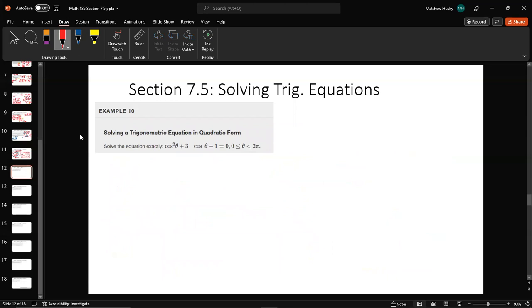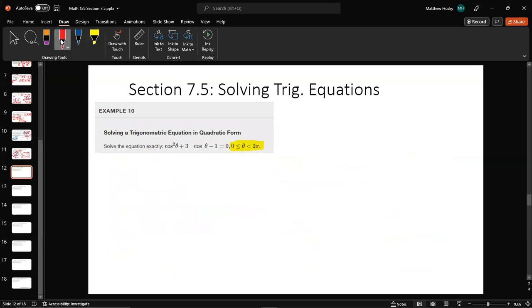Here's one. They say solve the equation exactly. Cosine squared theta plus 3 cosine theta minus 1 equals 0. And again, we're limiting it to just one turn around. We've got from 0 to 2 pi here.